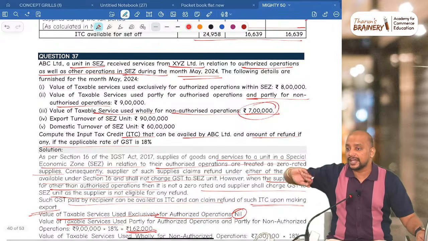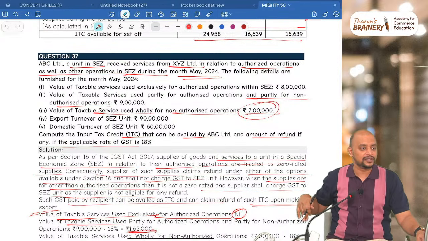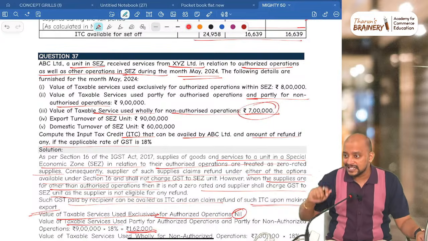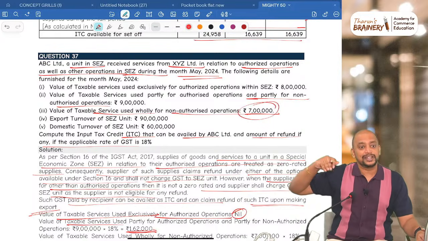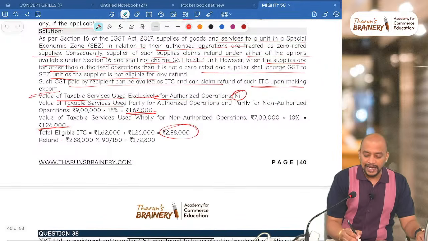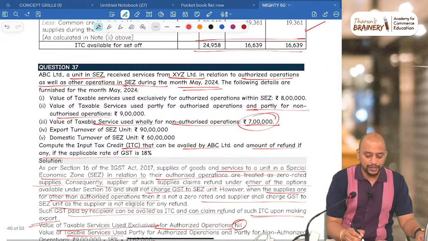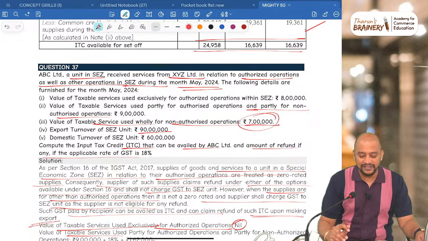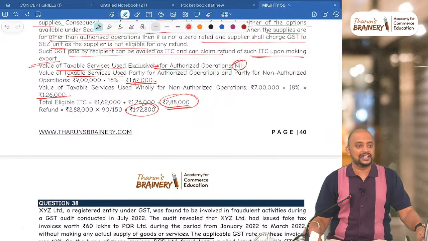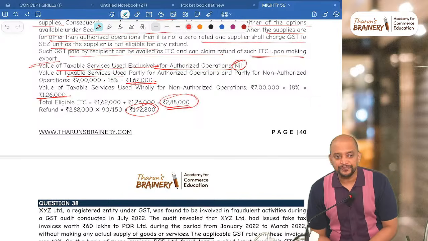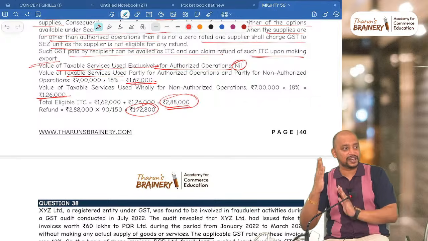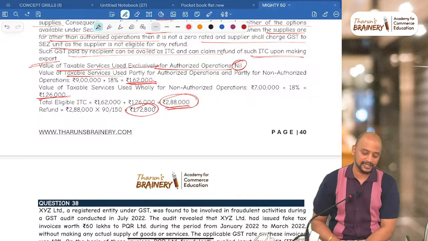What is SEZ doing? Export and domestic turnover. Now, will they get refund on account of unutilized ITC? Yes, they are making zero rated supplies. So, can they take ITC refund? Yes. What is the refund? Net ITC 2,88,000 into export turnover divided by total turnover, that is 90 divided by 150. So, 1,72,800 they will get as a refund. Good question, no? So, we are not seeing it from the supplier. Usually, we see everything from the supplier point of view. Here we are discussing this from the SEZ perspective.